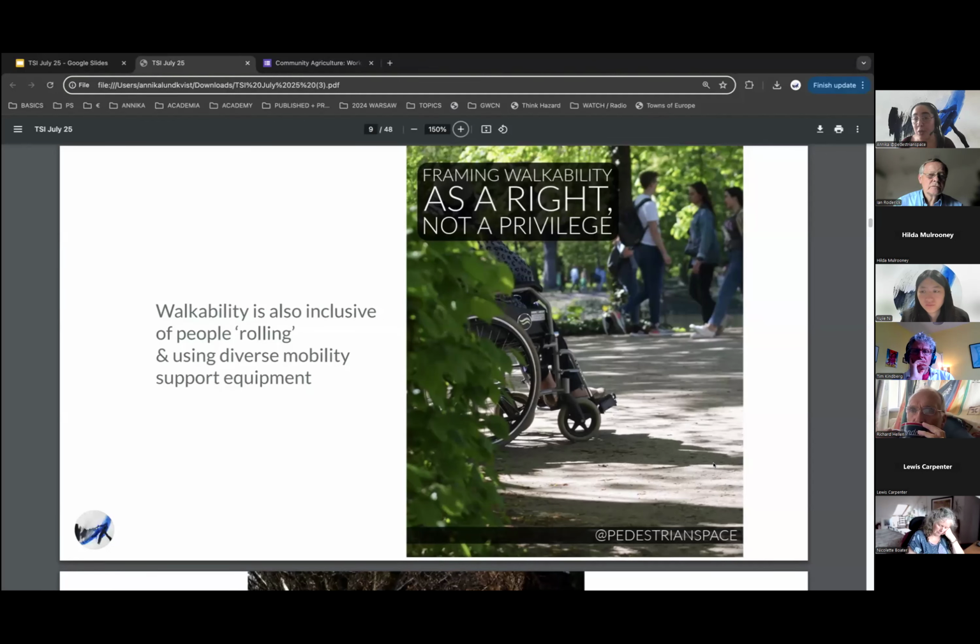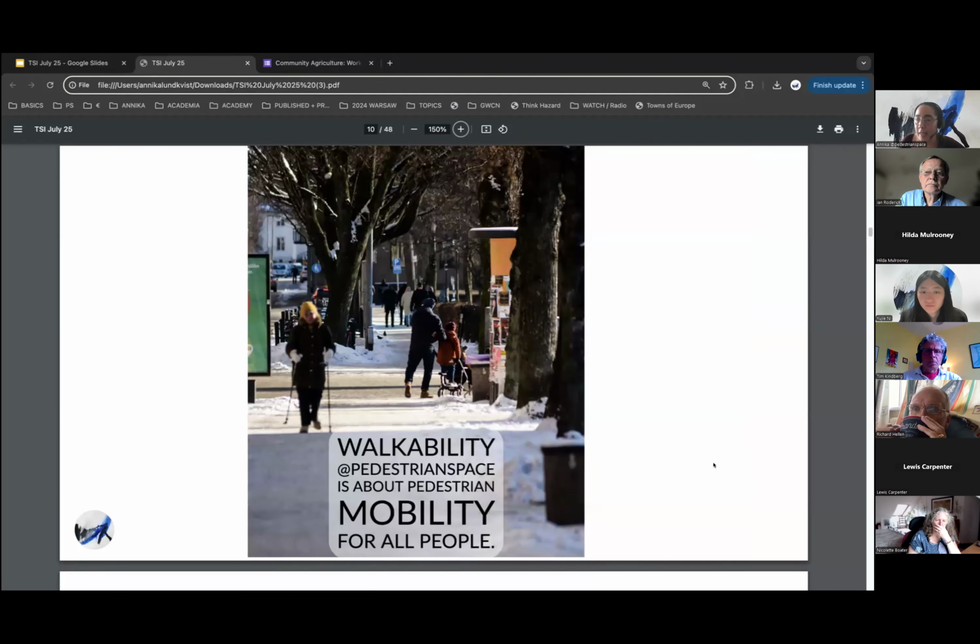However, many of us know, some of you who maybe are familiar with issues of walkability, or if you start to think about your communities, oftentimes in many places, walkability is in fact sort of a hallmark of a privileged community in a lot of marginalized situations. However, at Pedestrian Space, we really are framing it as a right, and it should not be a privilege, again, focusing on mobility for all people.